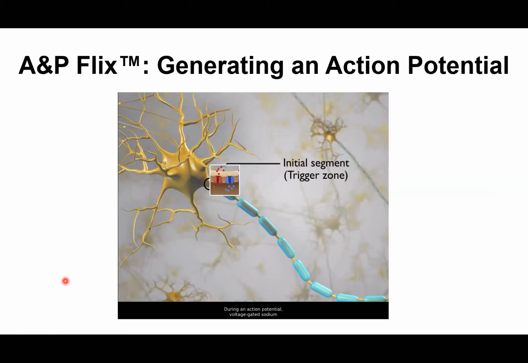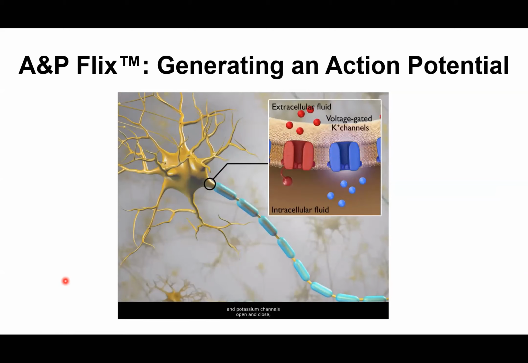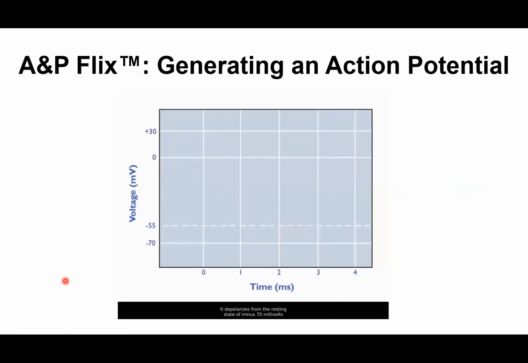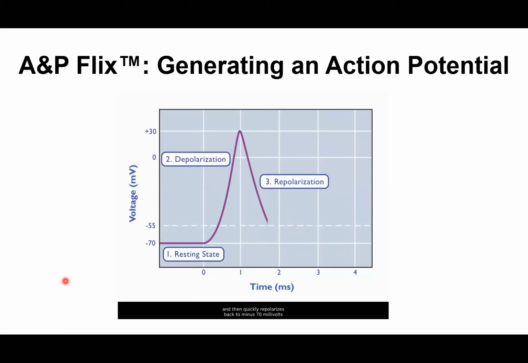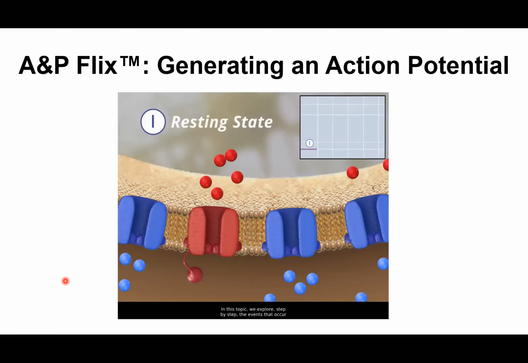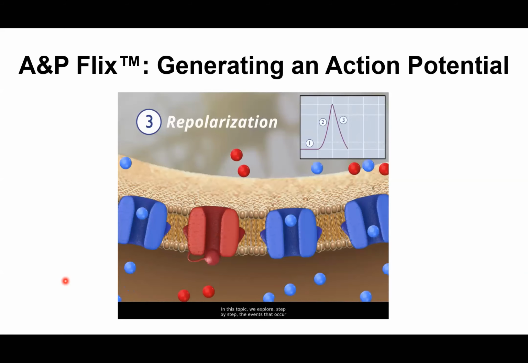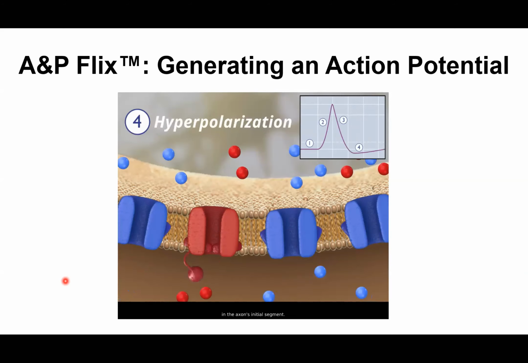During an action potential, voltage-gated sodium and potassium channels open and close, thus altering the membrane's permeability to sodium and potassium ions. As these ions diffuse through the channels, the membrane potential changes. It depolarizes from the resting state of minus 70 millivolts to a peak value of plus 30 millivolts, and then quickly repolarizes back to minus 70 millivolts after a brief period of hyperpolarization. In this topic, we explore, step by step, the events that occur as an action potential is generated in the axon's initial segment.